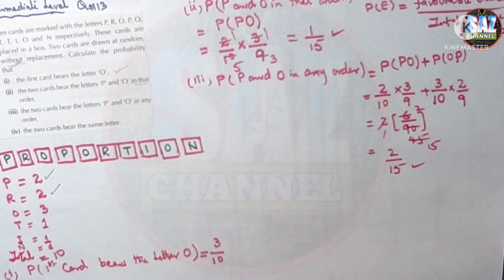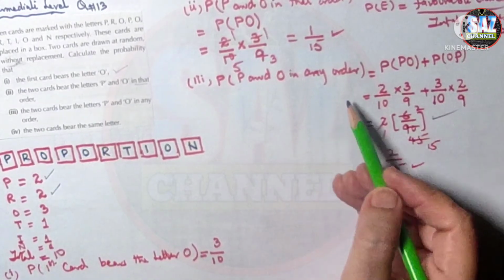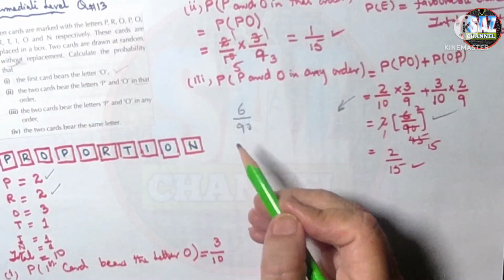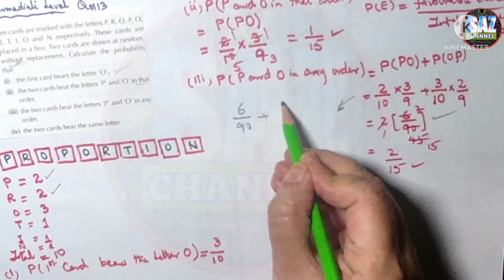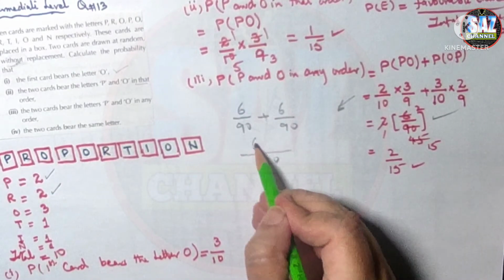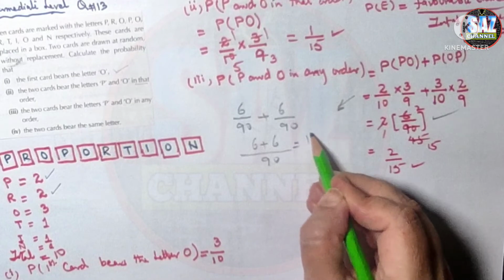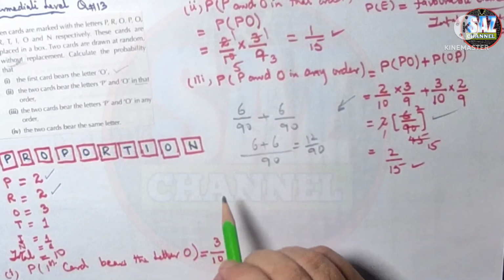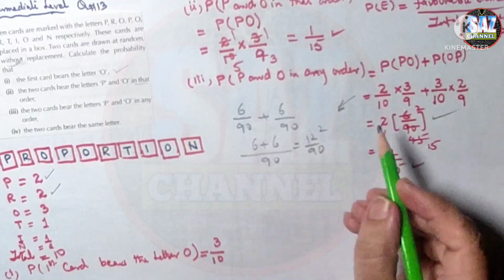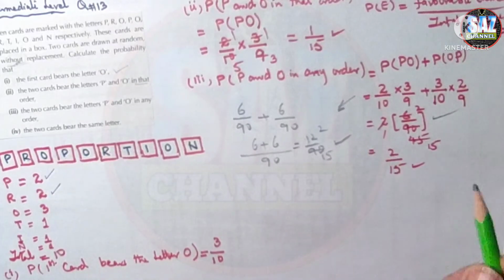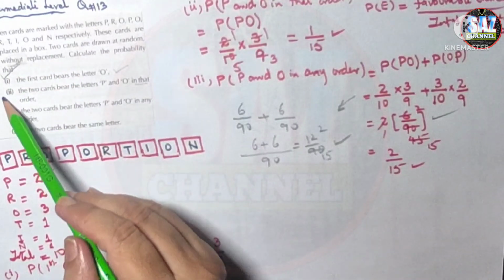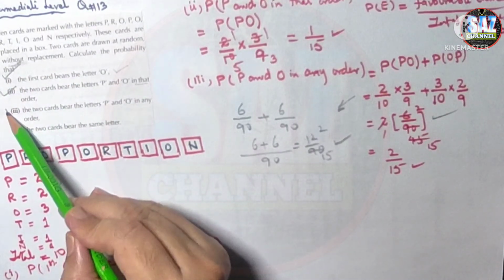It's up to you. Some students can do it in this way and some can do it like this, 6 by 90 plus 6 by 90. Now the LCM is 90. 6 plus 6 is equal to 12 by 90. And now it's time to read the table: 6 twos are 12 and 15 sixes are 90, so 2 by 15. In any case, we are reaching the same answer. The first card bears the letter O, we have discussed this. P and O in that order, P and O in any order.